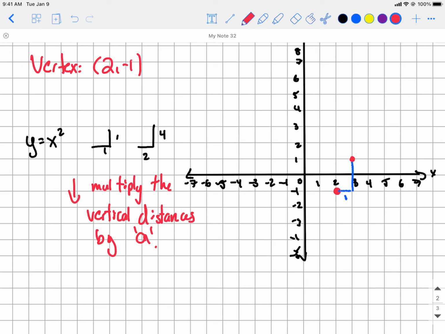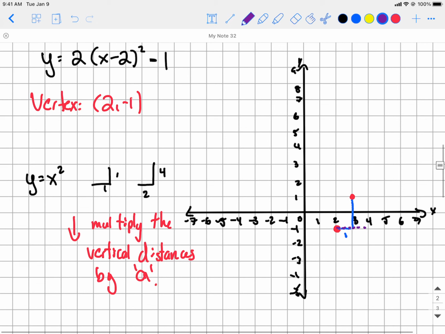So over 1 up 1, and then over 2 from the vertex. And so instead of going up 4, we're going to go up 8. So we end up all the way up here at 7. Now we reflect those points onto the other side to get our mirrored versions, and there we go. We have our 5 points. We didn't have to do any serious calculations. We didn't have to make a table of values. We just followed some patterns, and we got ourselves a parabola.